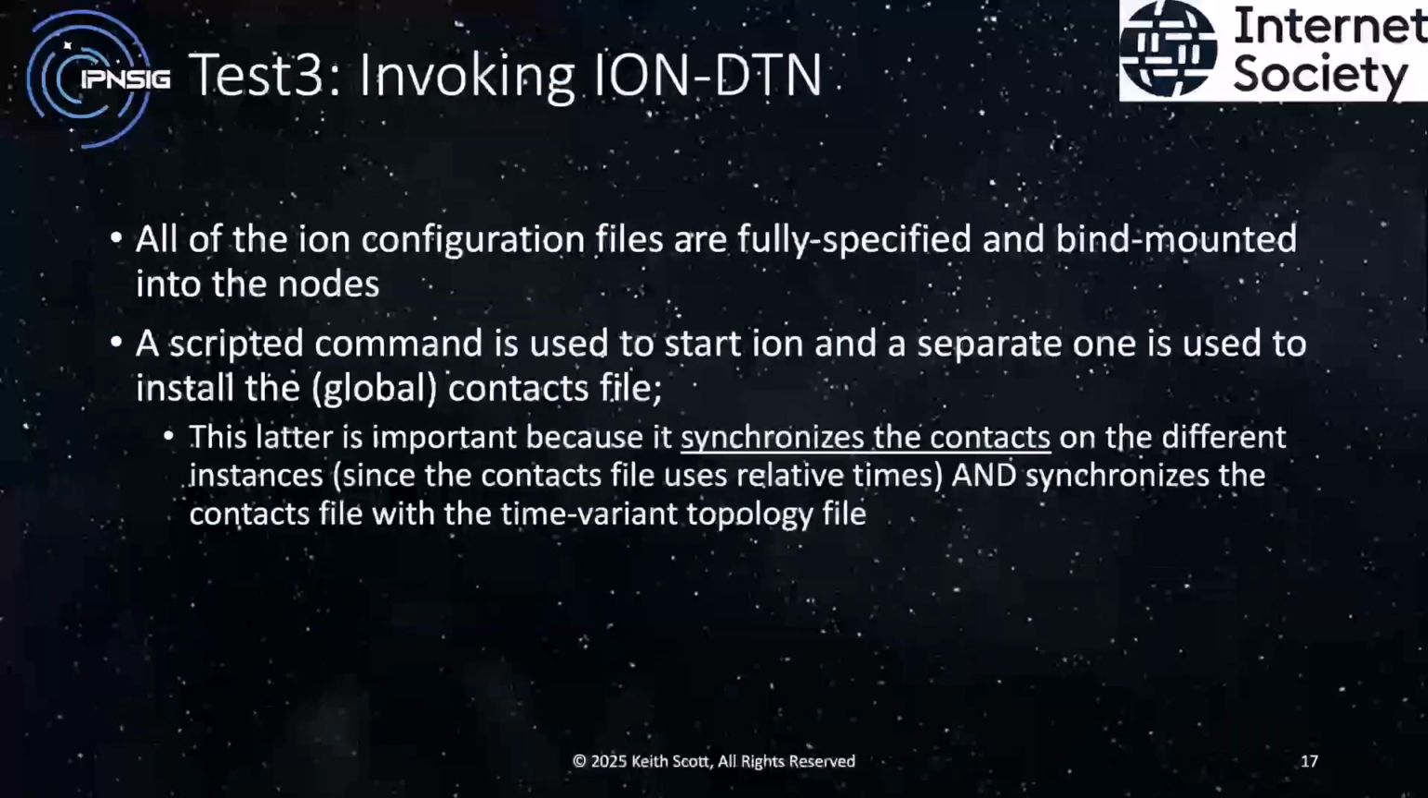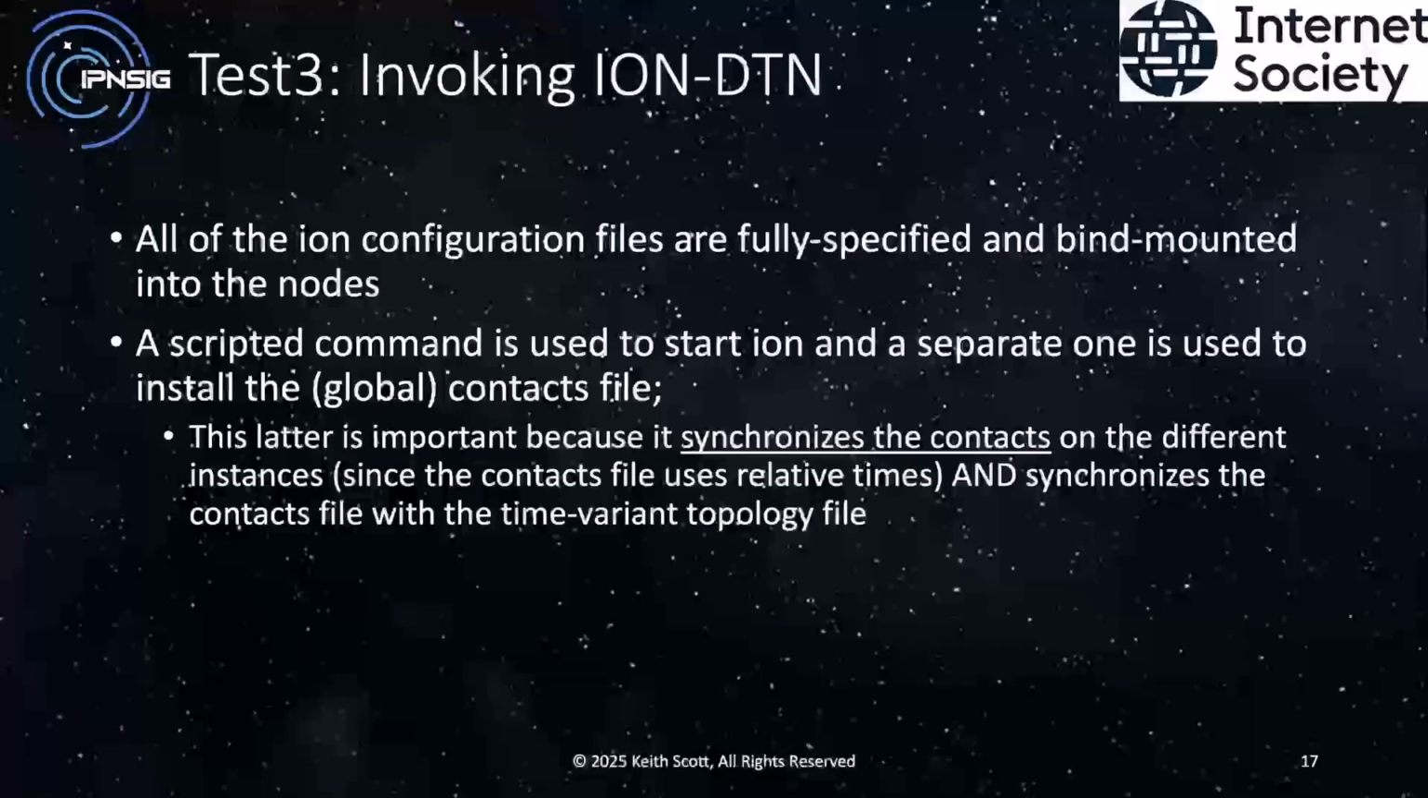Okay, great. So how do we actually run Ion in this thing? There's a different Docker image that contains the Ion code, and in test 3, there's a set of subdirectories that get bind mounted in the nodes that have all the right configuration files to build a network of ion nodes that are configured to talk to each other.